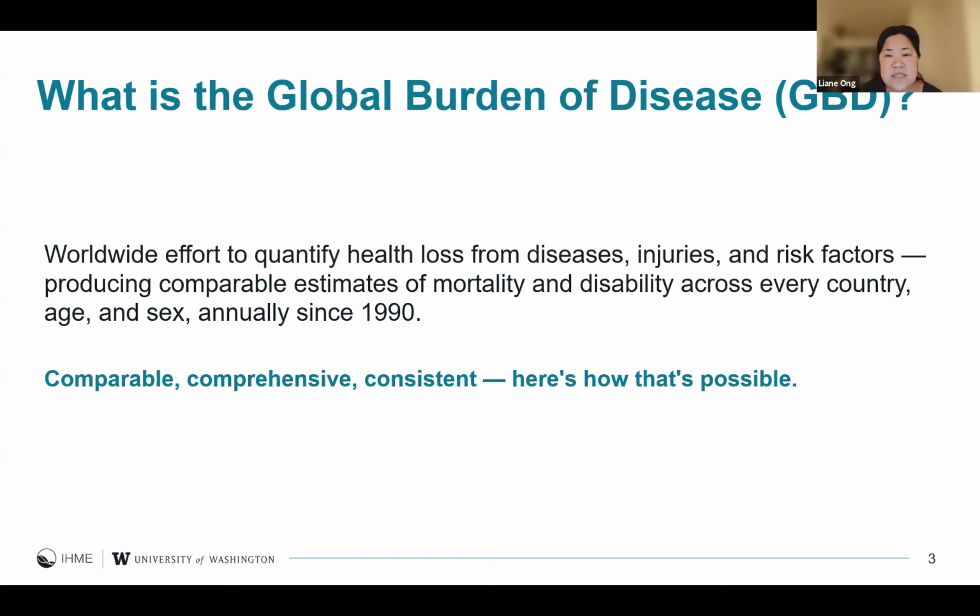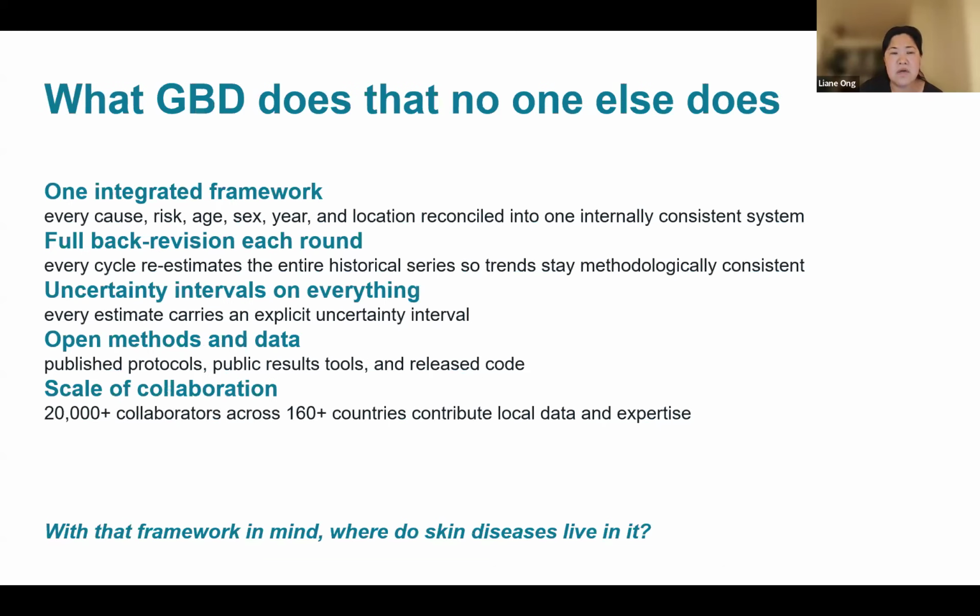So, the Global Burden of Disease Study is a worldwide effort to quantify health loss from diseases, injuries, and risk factors, to produce comparable estimates of mortality and disability across every country, age, and sex for every year since 1990. The estimates produced by GBD are comparable, comprehensive, and consistent. GBD is able to do this because of 7 distinct features that are unique to our process.